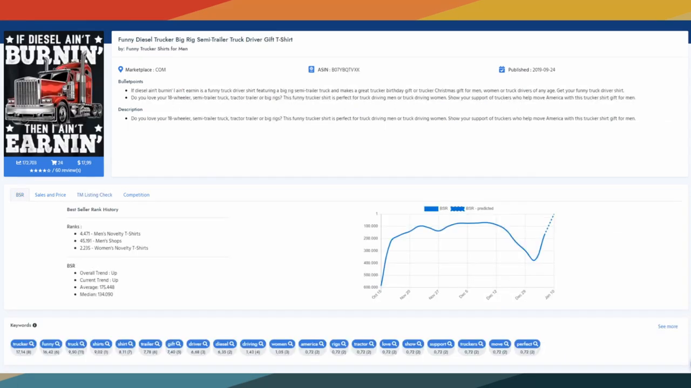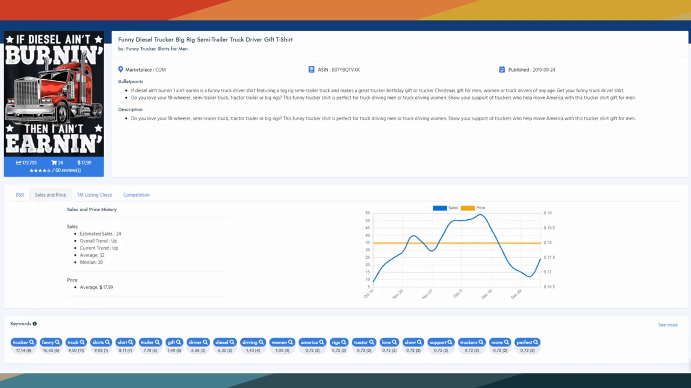Niche number 3. If diesel ain't burning, then I ain't earning. The BSR of this design went from around 600,000, then it went down, and from the beginning of the new year it is constantly raising. They predict it will even go up close to BSR number 1. The average BSR of this design is around 175,000, which means it is selling very well. The seller sets the price at $17.99, which gives him $3.72 in royalties per each product sold. The estimated sales in the last month are 24.